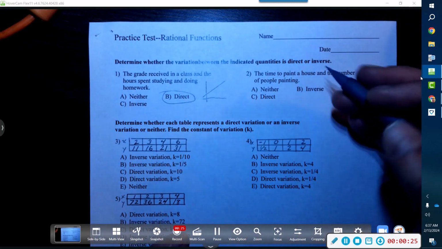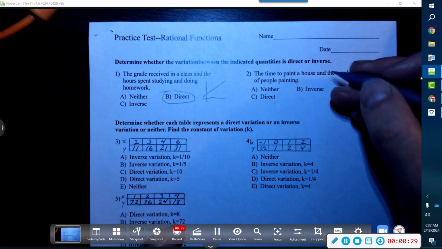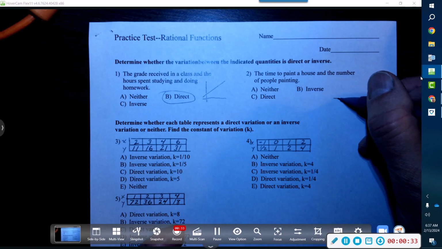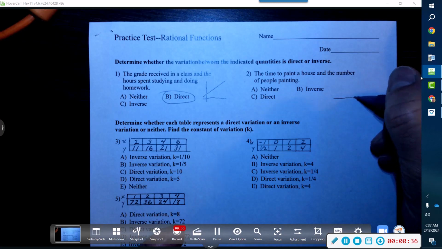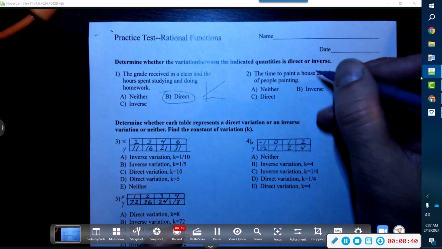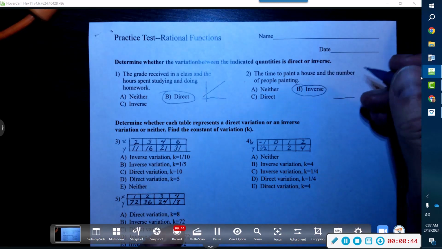The time to paint a house and the number of people painting. If we want to increase the time to paint a house, then we would decrease the number of people painting the house. So this is an example of an inverse situation. As one goes up, the other goes down.